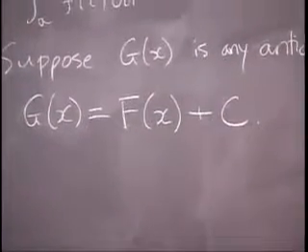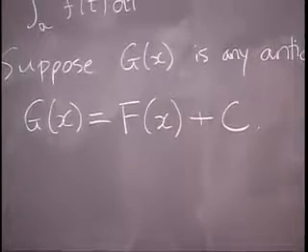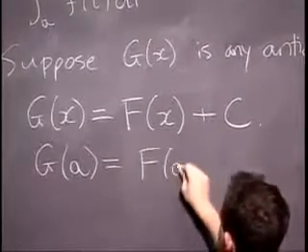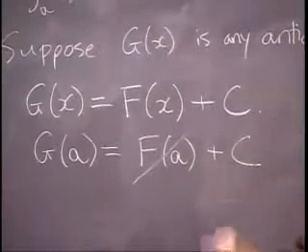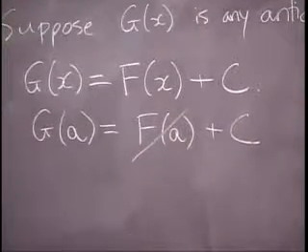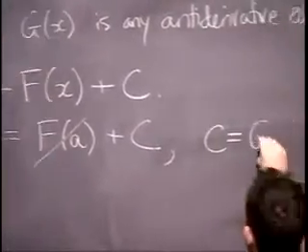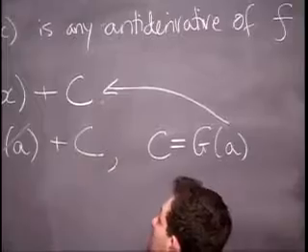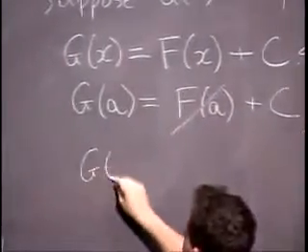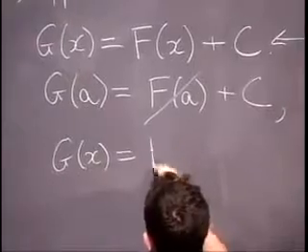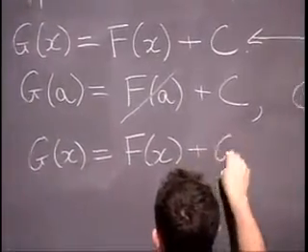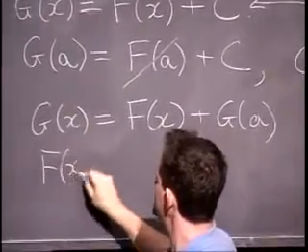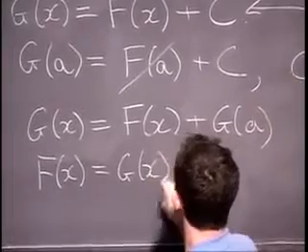G and F are basically the same function, but shifted up. We also know f of a equals 0. So if I write down g of a is f of a plus c, then f of a just goes away. It's 0. So we now know what the constant is. It's g of a. So if you plug this into that equation up there, you get that g of x is equal to f of x plus g of a. In other words, f of x equals g of x minus g of a.